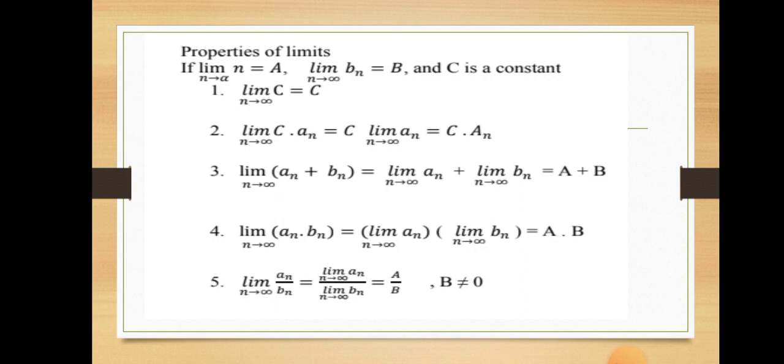4. The limit as n approaches infinity of a_n multiplied by b_n is equal to the limit of a_n times the limit of b_n, which is a multiplied by b. 5. The limit as n approaches infinity of a_n divided by b_n is equal to the limit of a_n over the limit of b_n, which is a over b, for b not equal to 0.